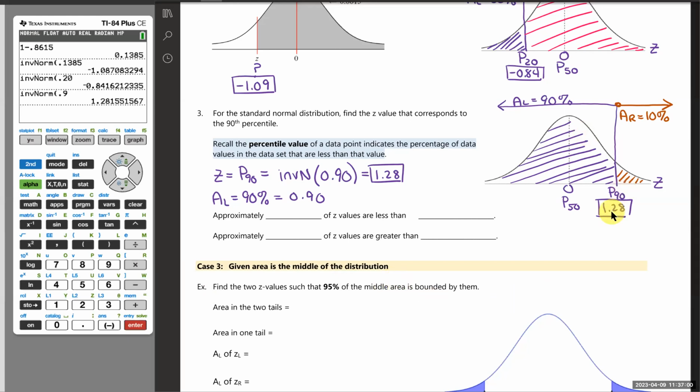Okay, so let's go ahead and do 2 interpretations then of that value. So approximately, what percentage of z values are less than that value? So 90%. So approximately 90% of z-scores or z values are less than z equals 1.28. And that would mean the complement percentage, 10% of z-scores or z values are greater than z equals 1.28.